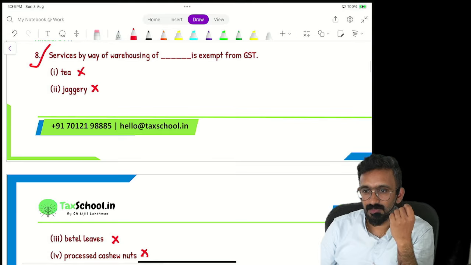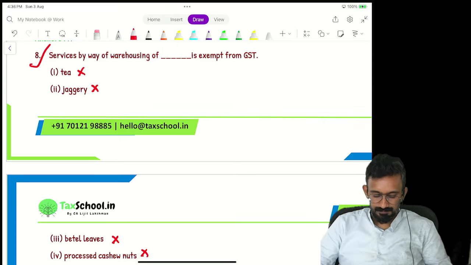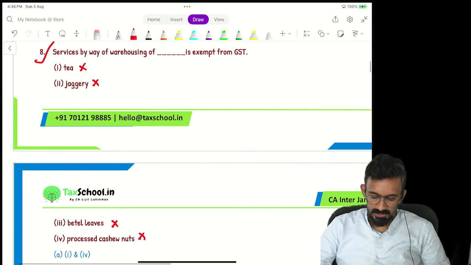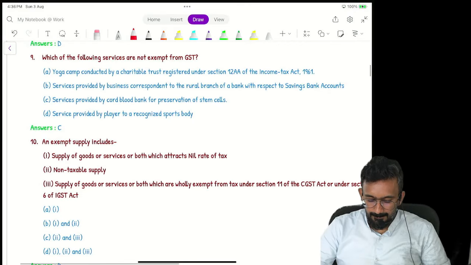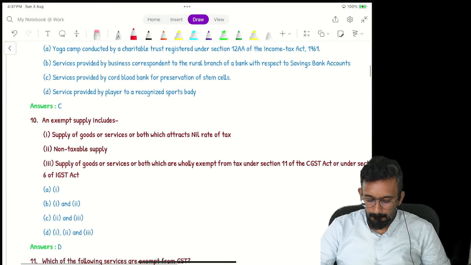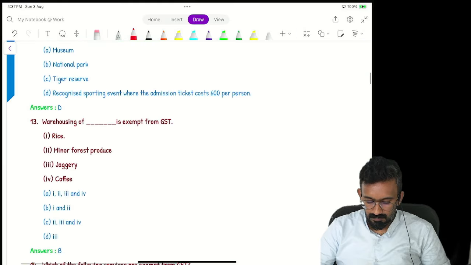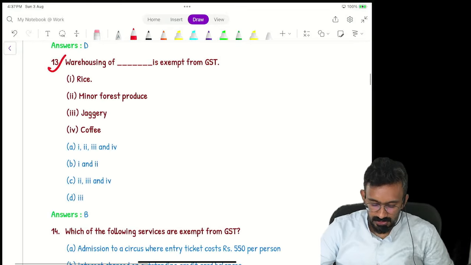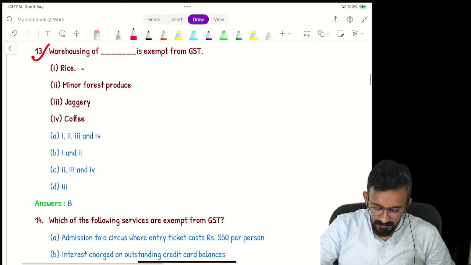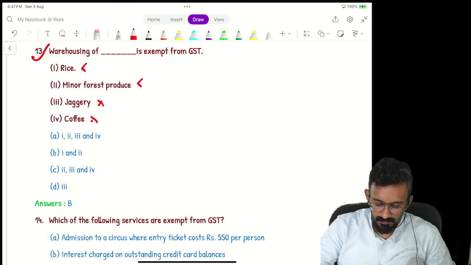Raw cashews only would be considered, yeah. Yes. Yes. Then look at this. Warehousing of dash is exempt from GST. Rice, minor forest produce, jaggery, coffee. So 1 and 2 would be the correct answer.